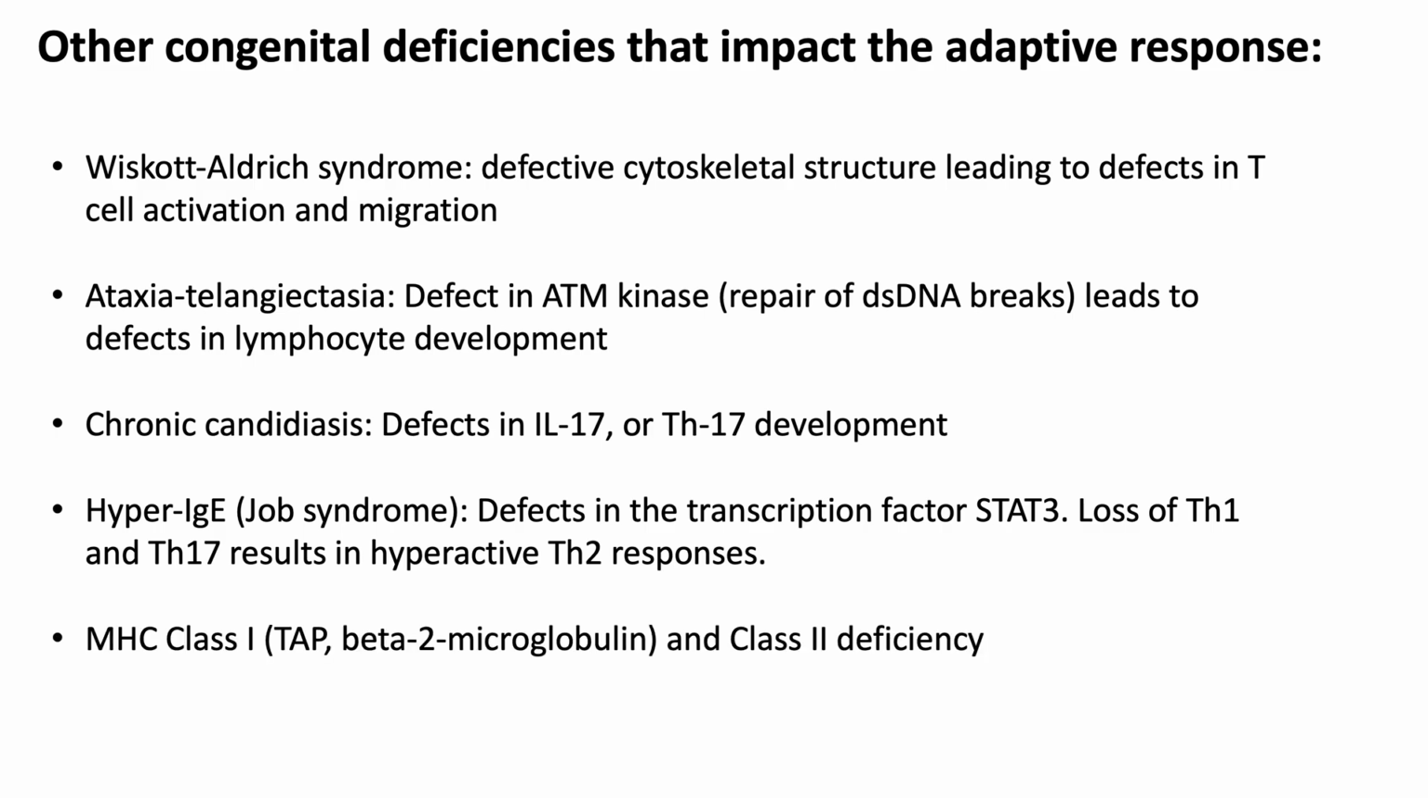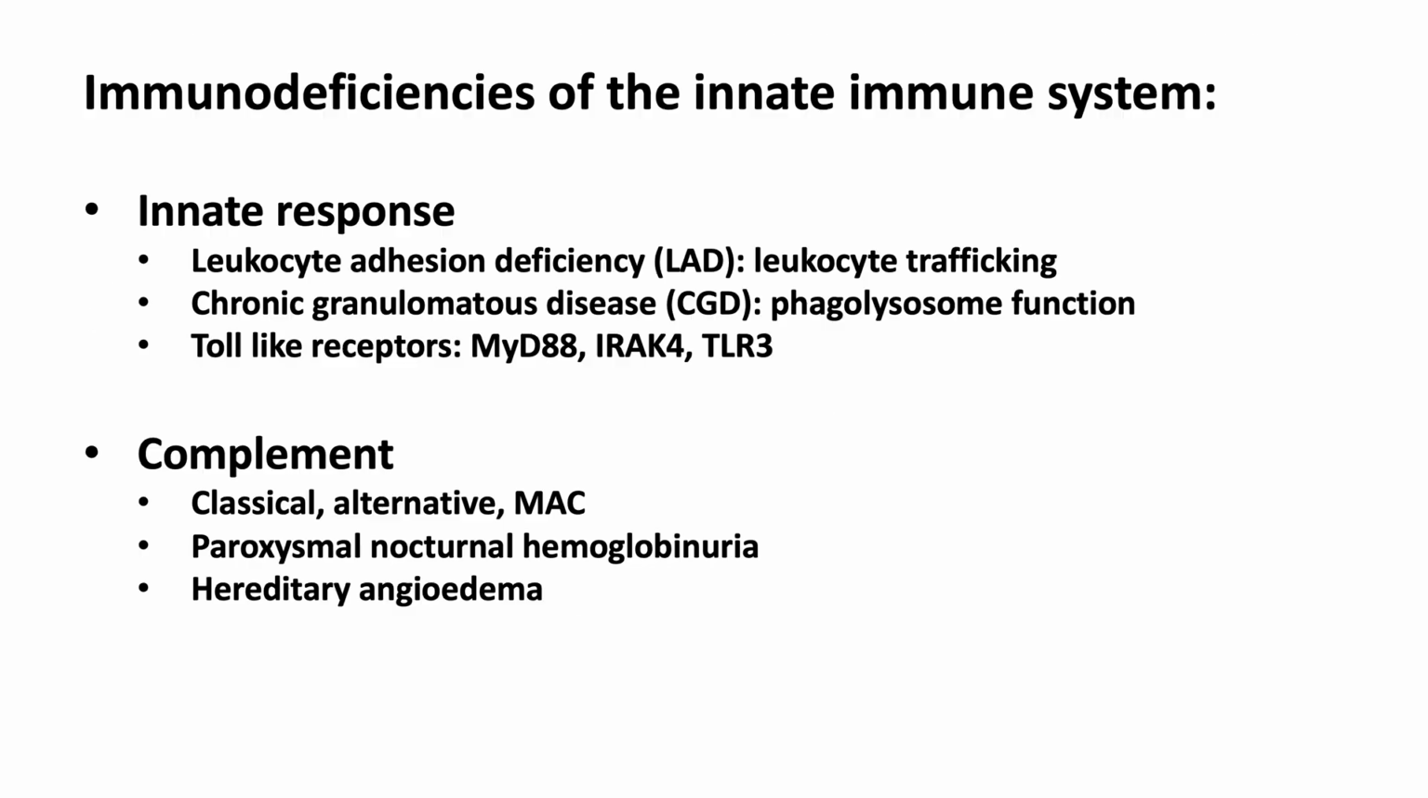And lastly, there are known defects in the expression of MHC class 1 and MHC class 2. Okay. Now, I'm going to move now to immunodeficiencies of the innate immune system. I'm going to largely focus on immunodeficiencies of the innate immune response. I'm going to focus on chronic granulomatous disease and leukocyte adhesion deficiency. And then I'm also going to talk briefly about some immune deficiencies related to complement.